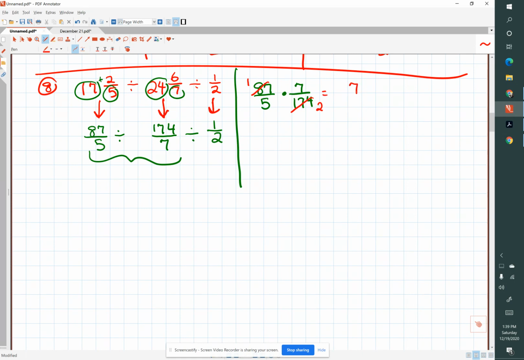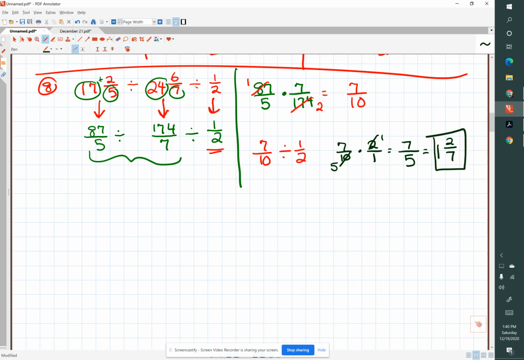I just multiply across. 7 times 1 is 7. 5 times 2 is 10. Now I take that 7 over 10 and I will divide it by the last number, which is 1/2. And I'm going to use my keep change flip. So 7/10 times 2 over 1. And 2 divided by 2 is 1. 10 divided by 2 is 5. When I multiply across, my final answer is 7 over 5, which we know is 1 with 2/7 left over.